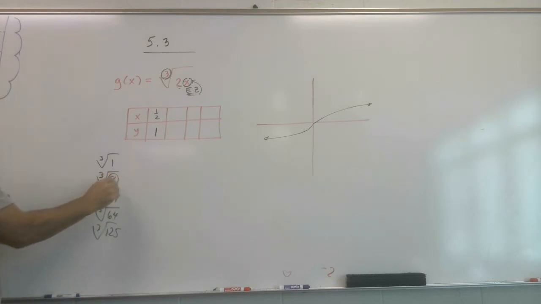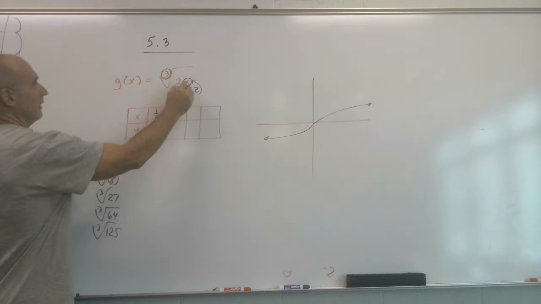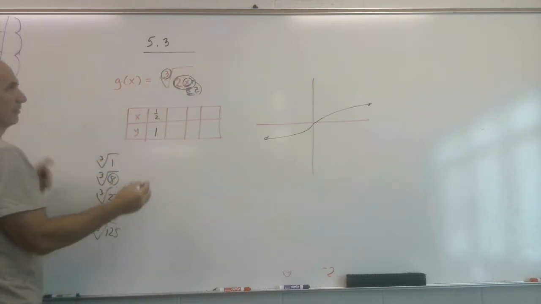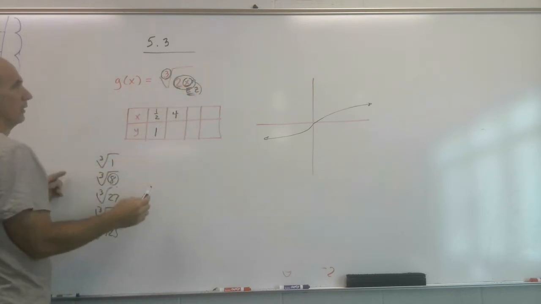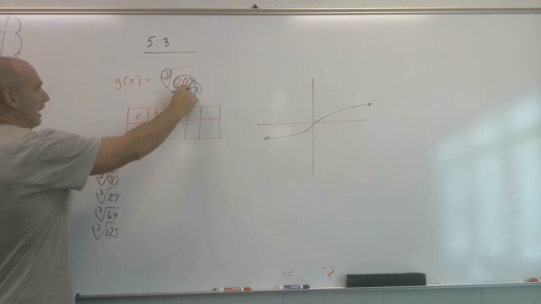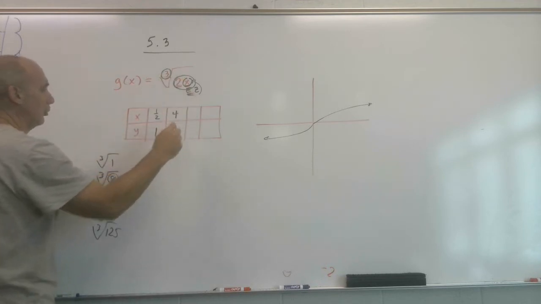Let's go into this one. Is there an easy value for x that makes this 8? And the answer is yes. That would be 4. But now let's do the math. 2 times 4 is 8. The cubic root of 8 is 2.